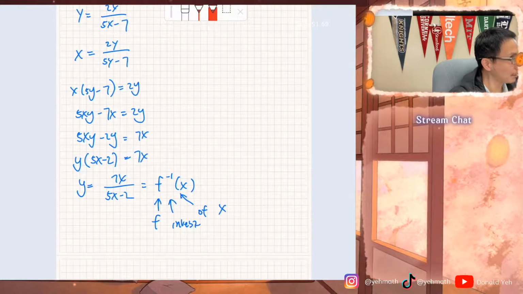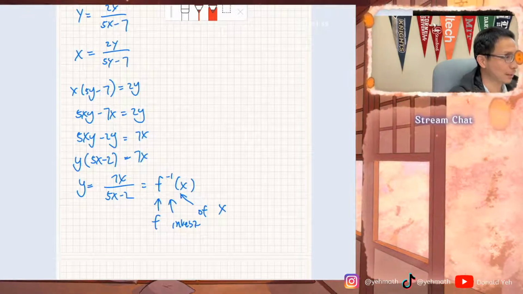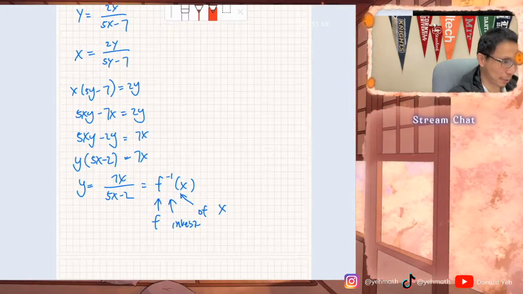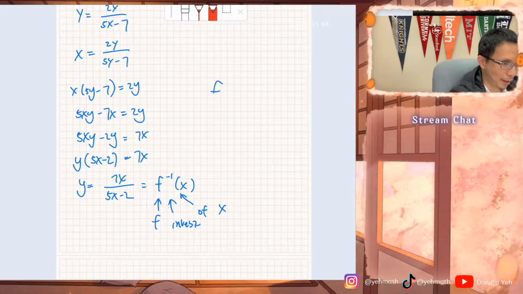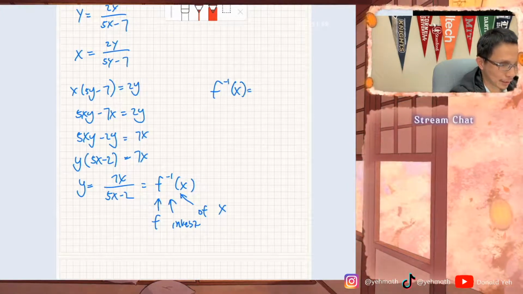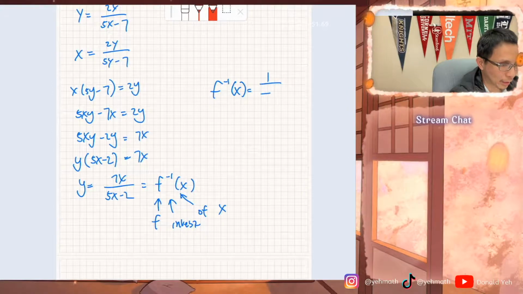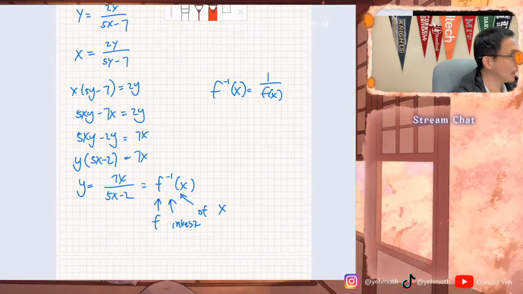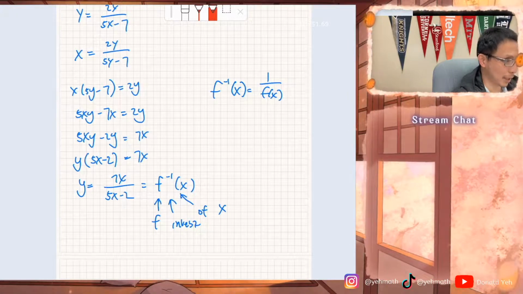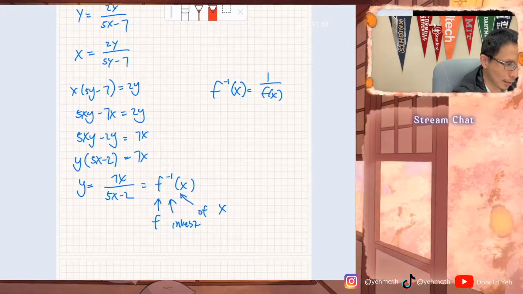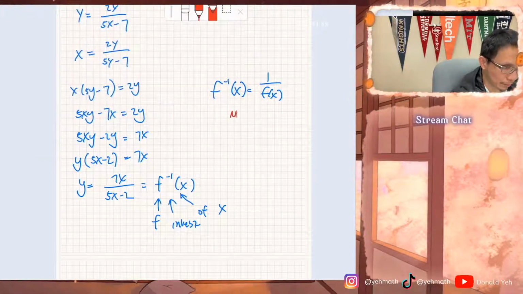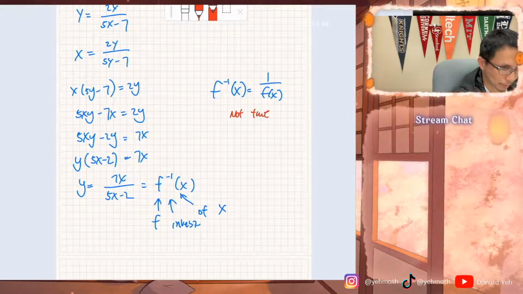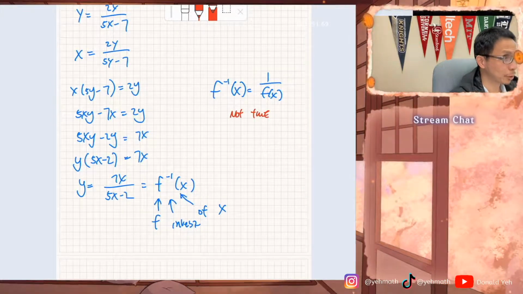So f inverse of x. Why does it bother me so much when people say f negative 1 of x? Because people think that is 1 over f of x. Because of the negative 1 power, they say, oh yeah, that's just a power, so that's going to be 1 over f of x. But this is not true. Not true at all. Do not ever do that.